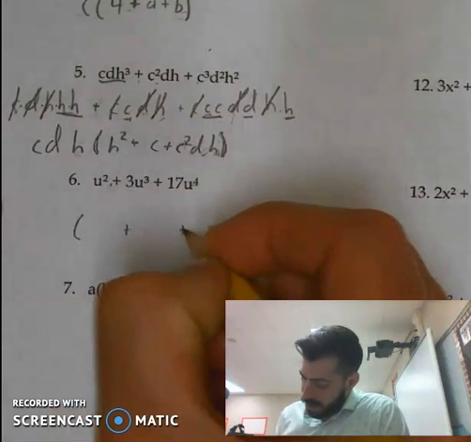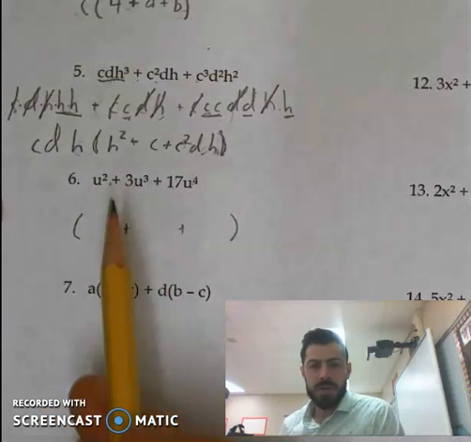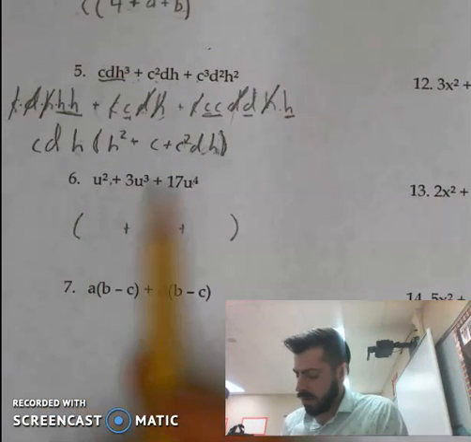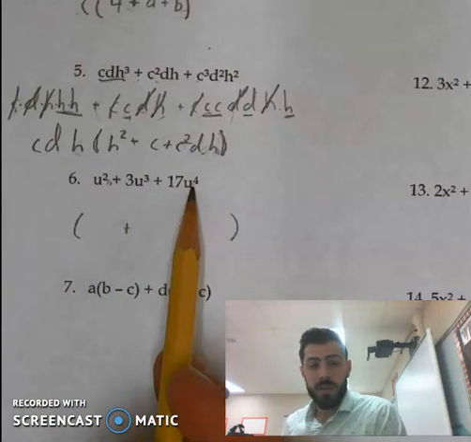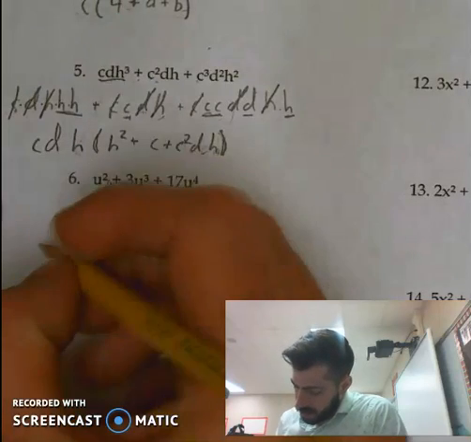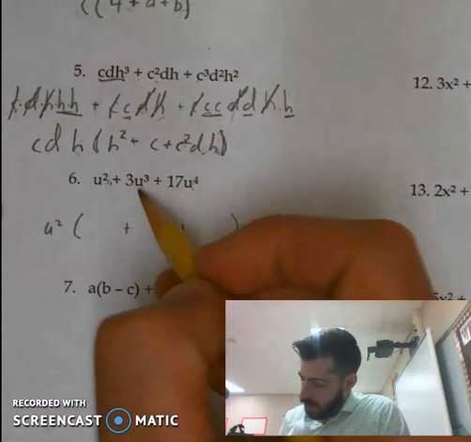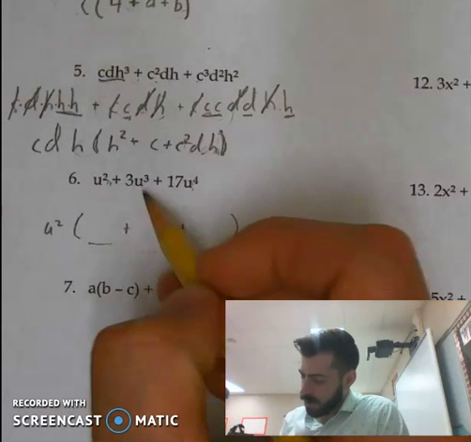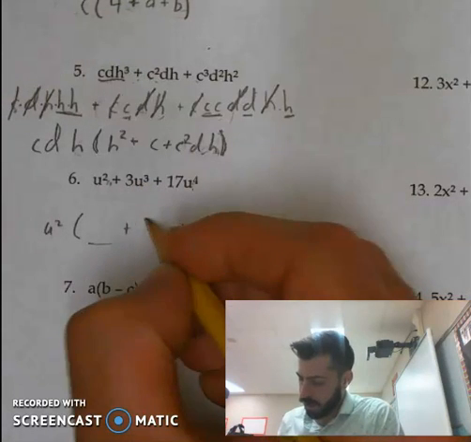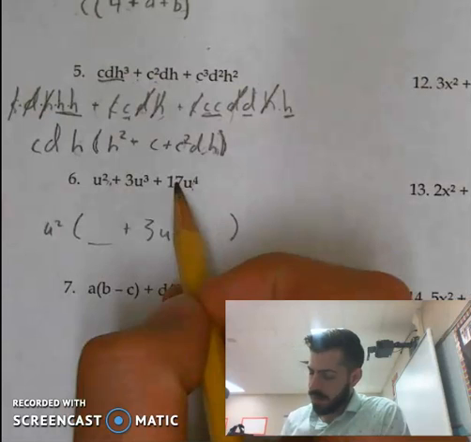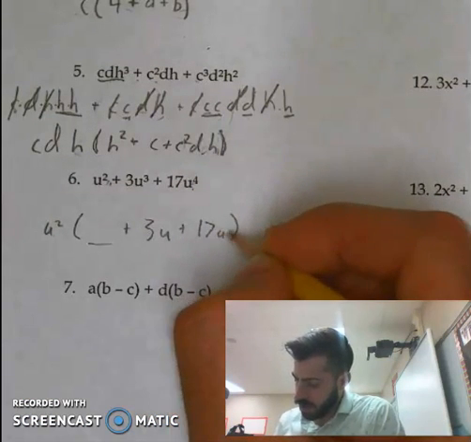So we have to think about the variables that we can factor out. It looks like the fewest u's being multiplied in any one of these terms is 2 of them. We have u squared, u cubed, and u to the 4th. So I can factor out a u squared from each of these. I'll come back to this first term. The second term, 3u cubed divided by u squared would just be 3u. And then 17u to the 4th power divided by u squared would just be 17u squared.